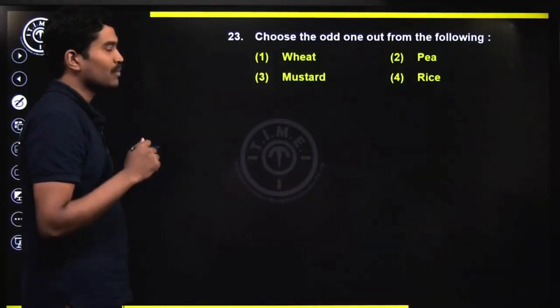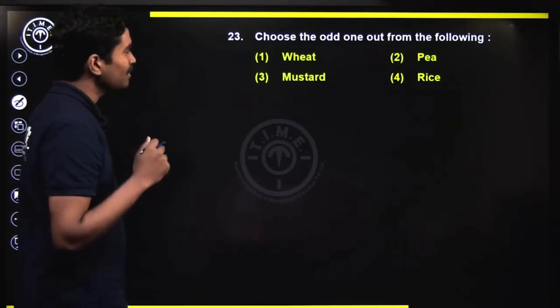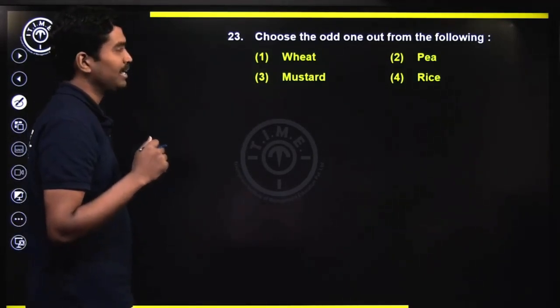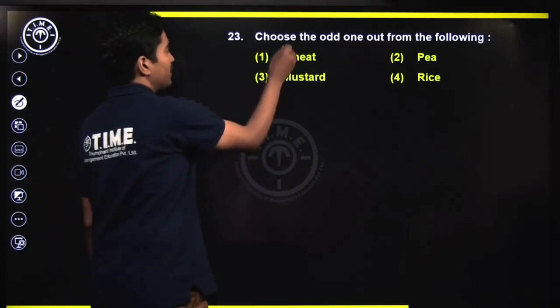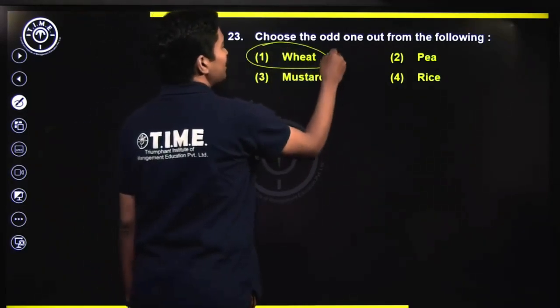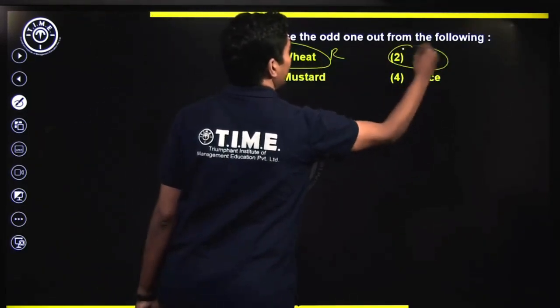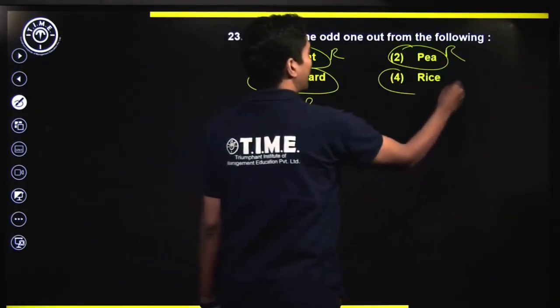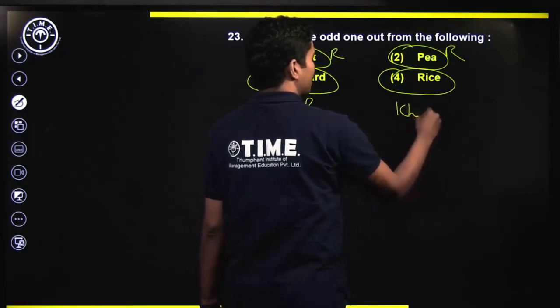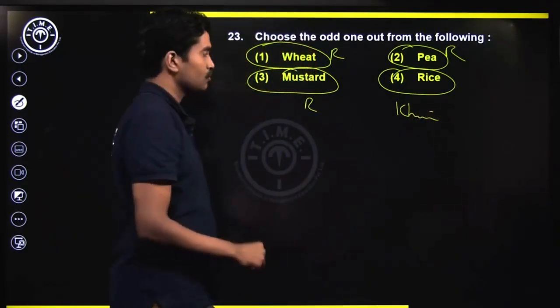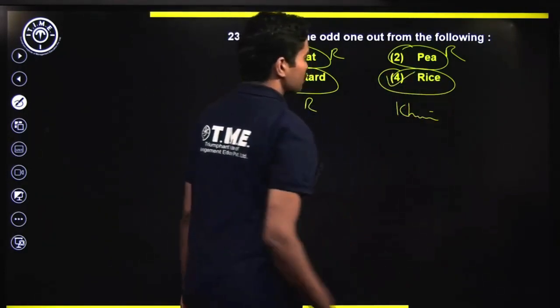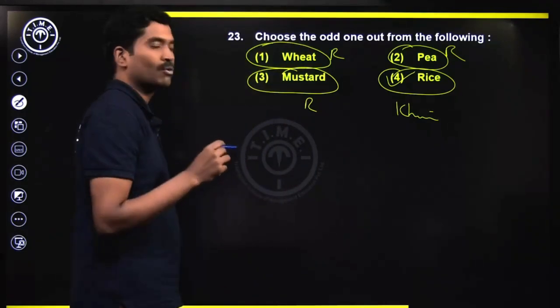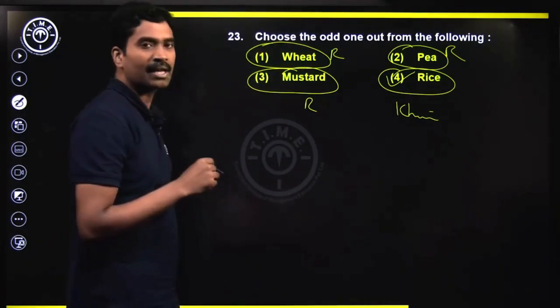Choose the odd one out from the following: wheat, pea, mustard, and rice. Out of them, wheat is Rabi, pea is Rabi, and mustard is Rabi. Only rice is cultivated in Kharif. So the odd one out would be rice, option 4, because it's the only one out of the 4 which is cultivated in the Kharif season.